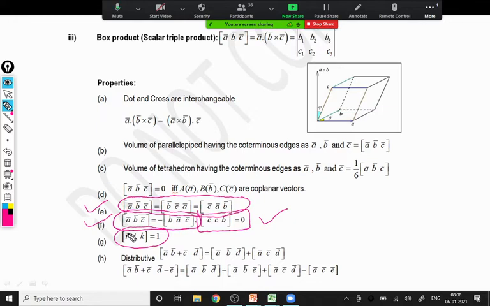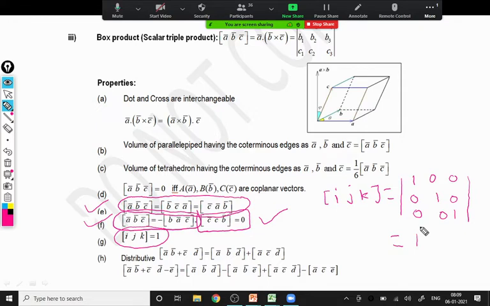If we start with the box product of i, j, k, by definition, the box product of this i, j, k will be a determinant. What should be the first row? 1 0 0, because the components of vector i are 1 0 0, and the components of j are 0 1 0, and of k are 0 0 1. So these three vectors, i, j, k, are A, B, C. By definition, the box product of i, j, k is this determinant, and if you evaluate it, you get 1. So that's the proof.